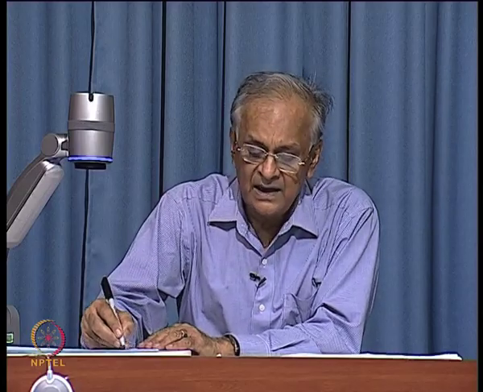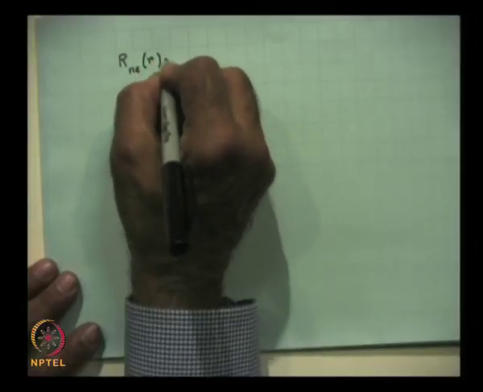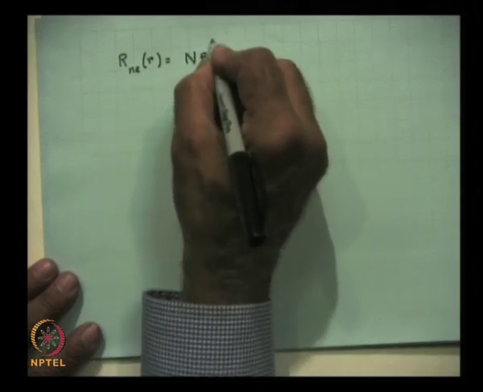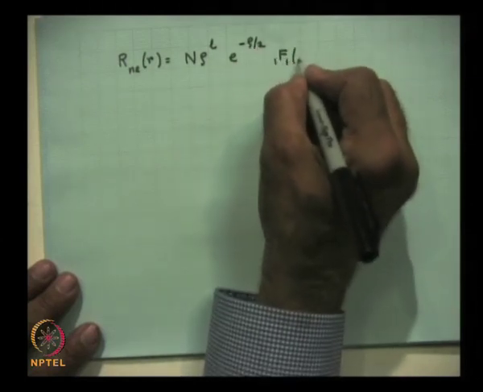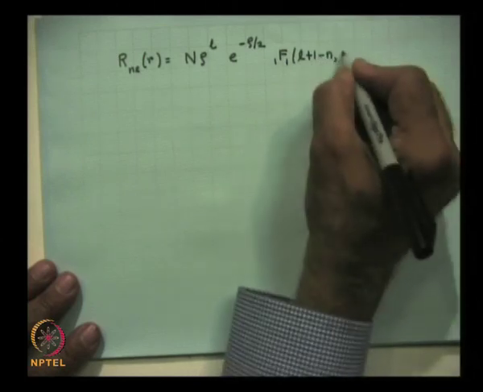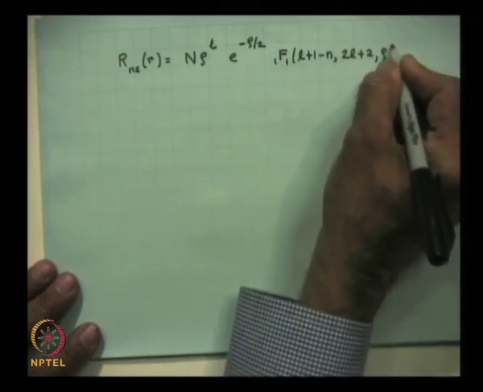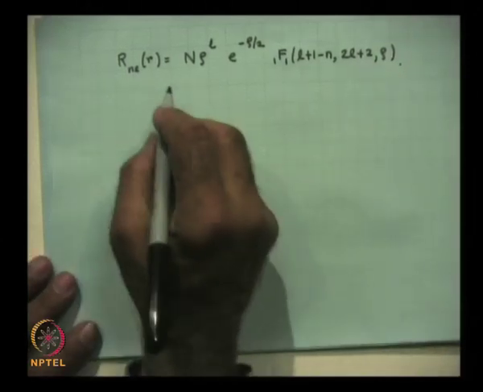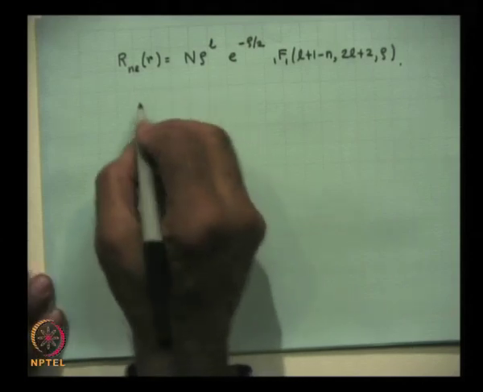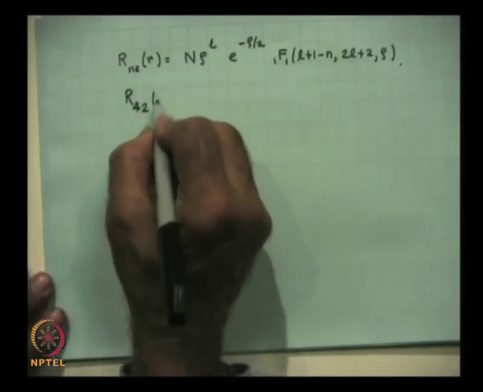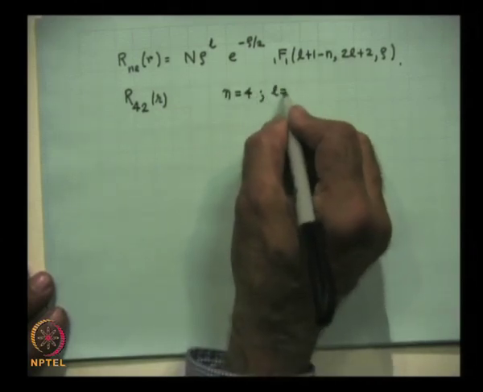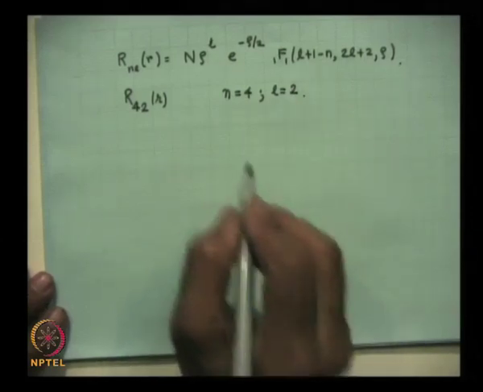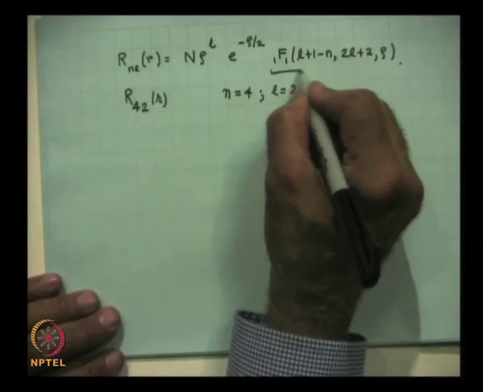So, let me give you another example. As I had said, R_nL of r is equal to N rho to the power of L e to the power of minus rho by 2 times 1F1 of L plus 1 minus n, 2L plus 2, rho. Now, let me calculate R 4 2 of r, just as an example. So, n is 4 and L is 2. So, let me first calculate what this function is.